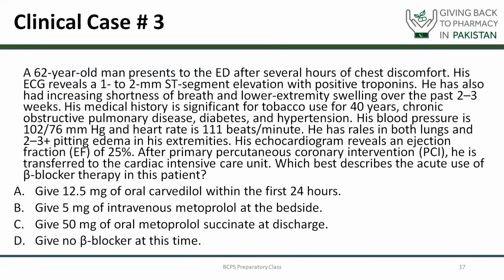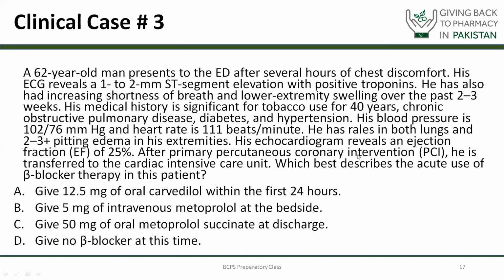So there is a clinical case: a 62 years old man presents to the ED after several hours of chest discomfort. His ECG reveals 1 to 3 millimeters ST segment elevation with positive troponin. He also had increased shortness of breath and lower extremity swelling over the past 2 to 3 weeks. His medical history is significant for tobacco use, 40 years, chronic obstructive pulmonary disease, diabetes, hypertension. His blood pressure is 102 over 76 millimeters of mercury. Heart rate is 111 beats per minute. He has rales in both lungs and 2 to 3 pitting edema in the extremities. His echocardiogram reveals an ejection fraction of only 25%.